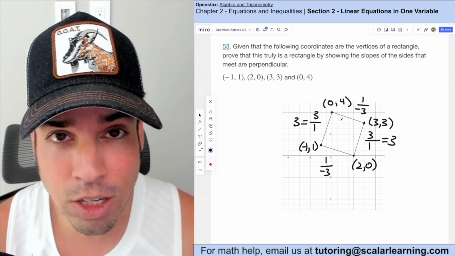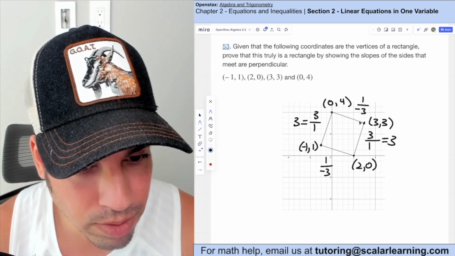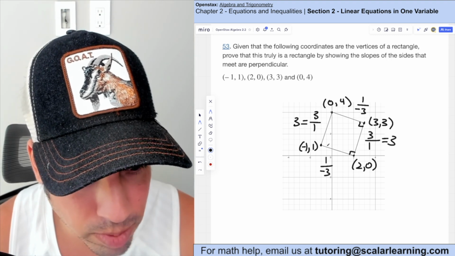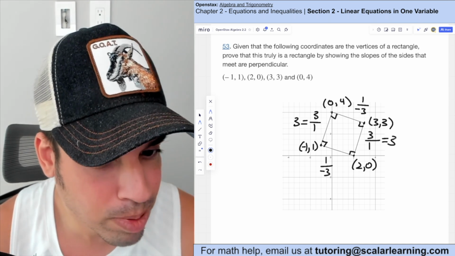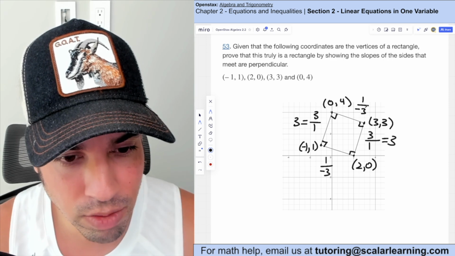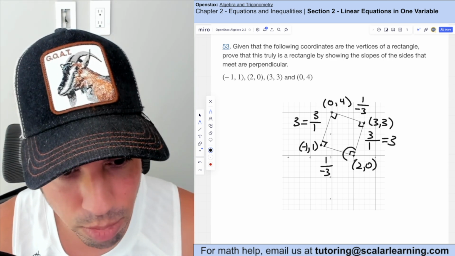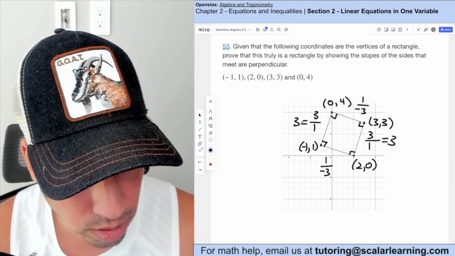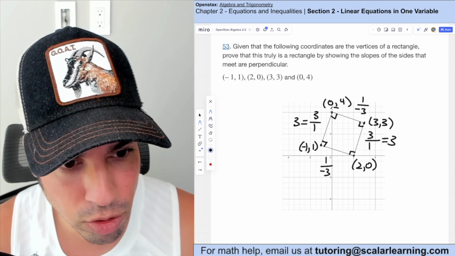Now, this tells me that this is definitely a rectangle because all of these lines are perpendicular, forming 90-degree angles. And I know that because the slopes are opposite reciprocals of the adjacent side. So this has a slope of negative 1/3. This is a slope of 3. Therefore, they're perpendicular. This is 3. This is negative 1/3, perpendicular. Negative 1/3 and 3, perpendicular. And of course, 3 and negative 1/3 perpendicular.